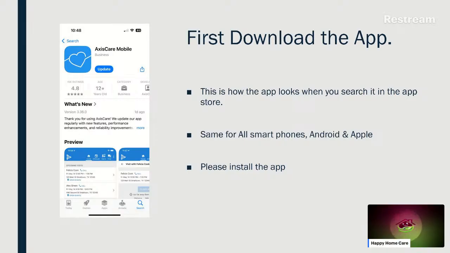Access Care Mobile is the name of our app, and what the app looks like, you can see on the left-hand side of the screen. The app is blue with a white heart in the middle for their logo. Once you have found our app inside the App Store, please hit install and wait for the app to download.